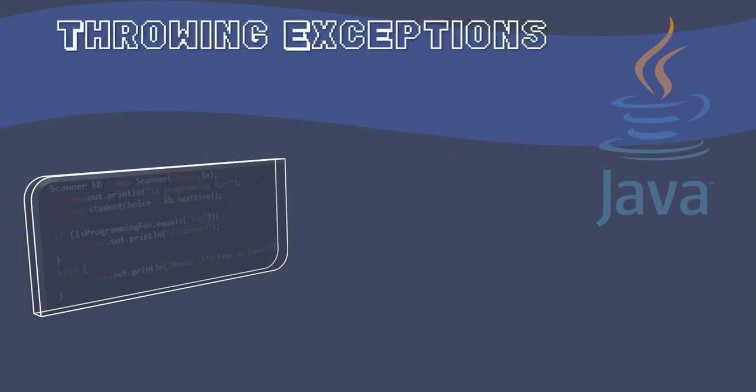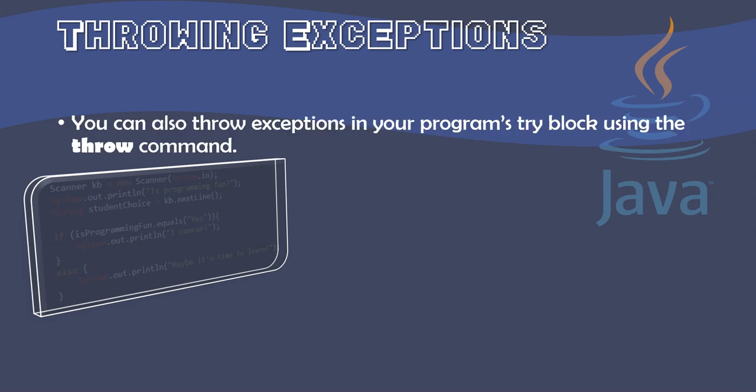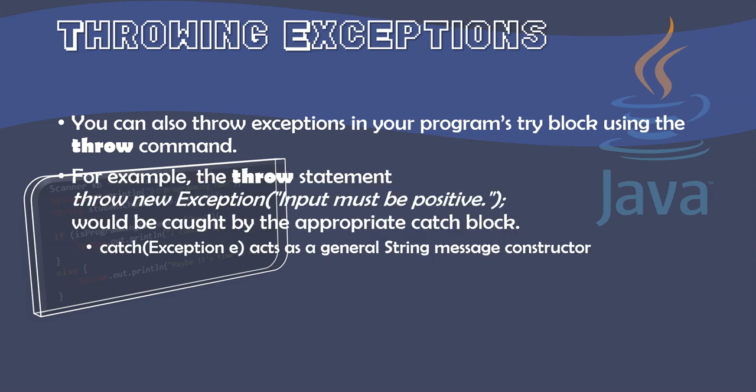Now, we, of course, can throw exceptions ourselves. The program can throw one when it encounters an error, but you can also code those exceptions in. And that's done using the throw command. Pretty self-explanatory. You want to throw an exception? Use the throw command. For example, in the throw statement, throw new Exception("input must be positive"), it would be caught by the appropriate catch block. In this case, it's probably just going to be a general catch Exception e, which acts as a general kind of string message for our constructor because it's going to say input must be positive. That's what's going to be passed in by this exception.